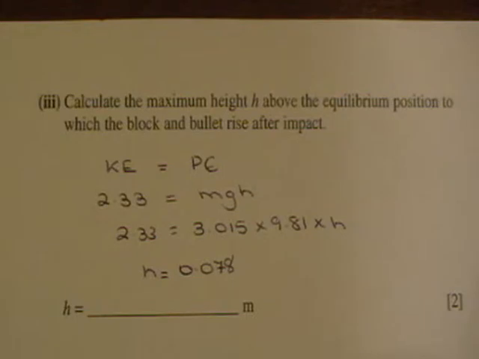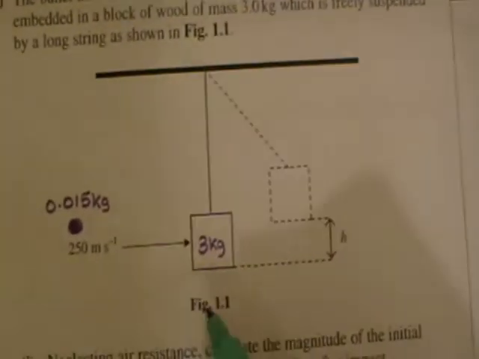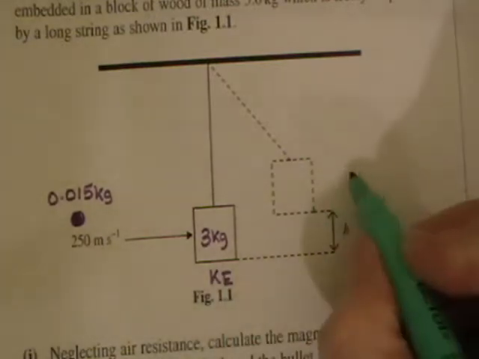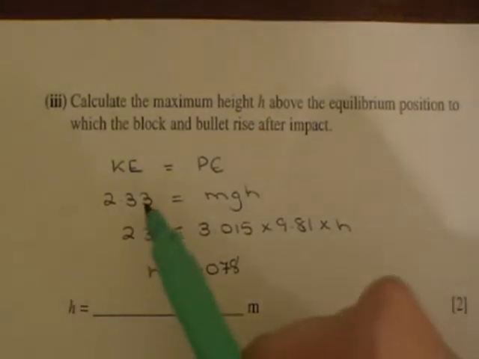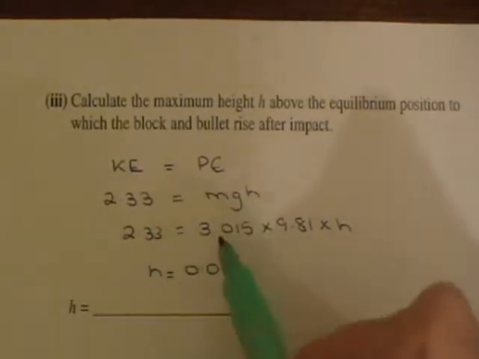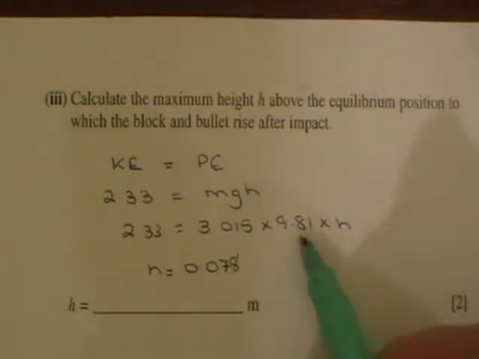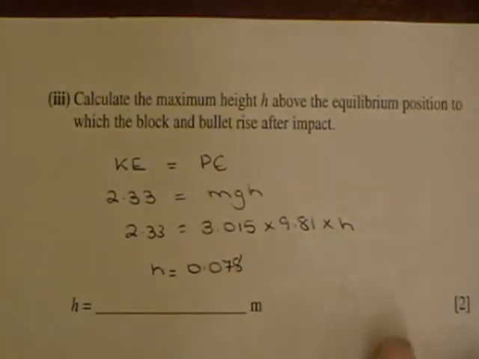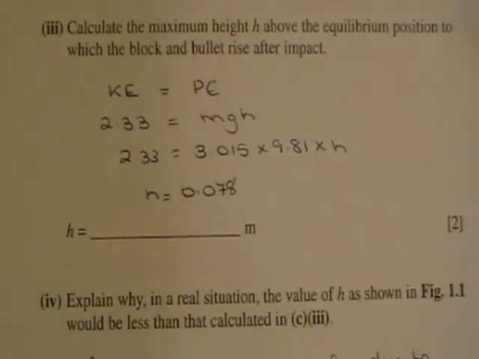Part 3, calculate the maximum height above the equilibrium position to which the block and bullet rise after impact. And so if we have a quick look at the diagram again, you can see that the kinetic energy it has here is converted to gravitational potential energy here. And therefore half mv squared, which we've already calculated, 2.33, is equal to mgh of the block afterwards. So 2.33 is equal to, again, the combined mass of the block and the bullet, times 9.81 times height. And the height comes out to be 0.078 metres, or 7.8 centimetres.